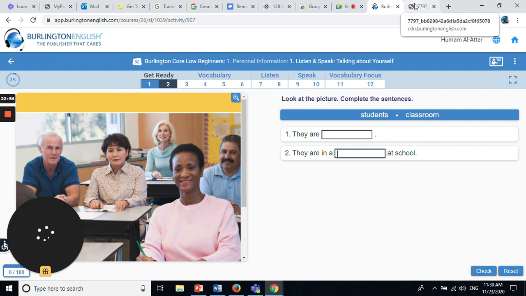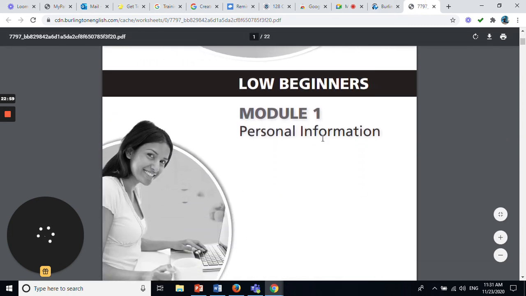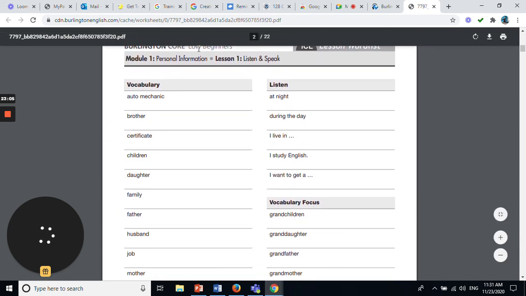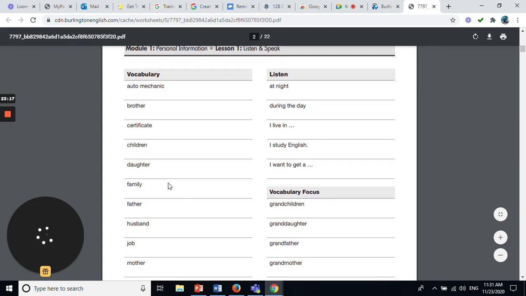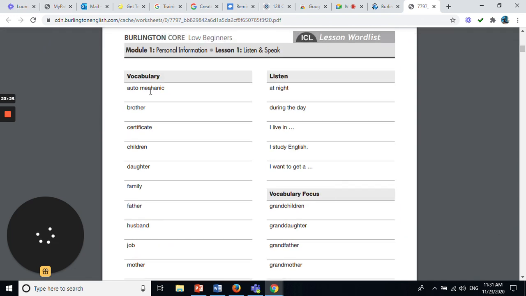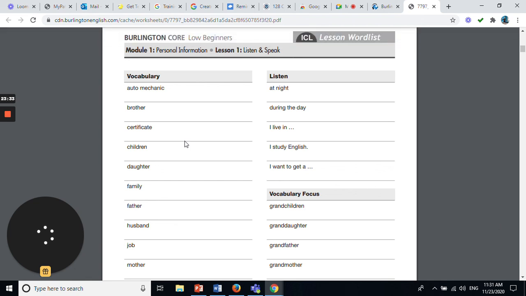You can also go to the packet that we gave you. This is a copy of the packet we gave you in the orientation. This is the first page. Burlington English, Lower Beginners, Lesson Word Sheet, Word List. On this page, you will see the words that we are going to learn in this lesson. Vocabulary means meanings. The meanings of these words, or the words that we need to learn in this lesson.